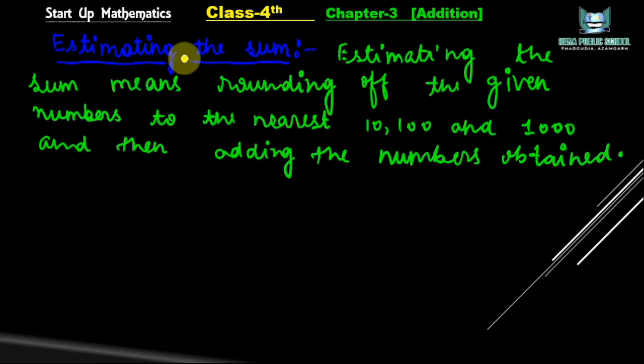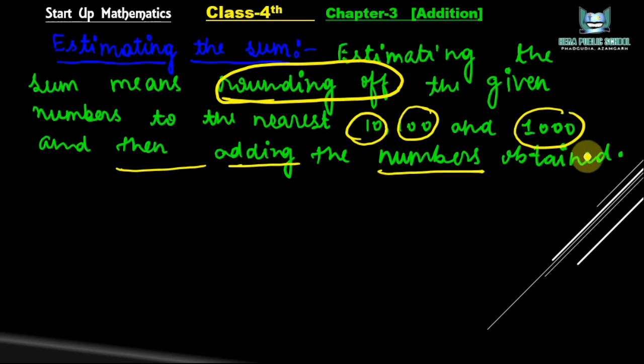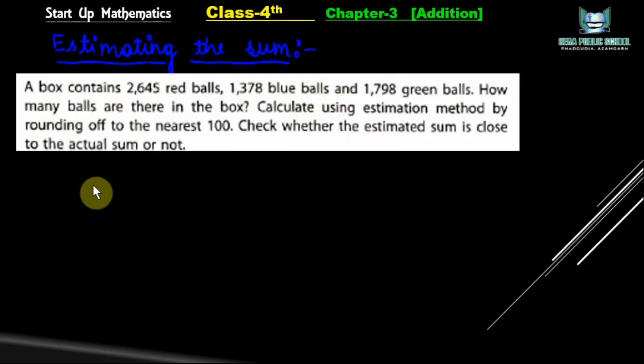Now we learn about estimating the sum. So the meaning of estimating sum means rounding off the given number to the nearest 10, 100 and 1000, and then adding the numbers obtained. Let us clear with an example how to estimate the sum. Now we are going to solve a problem on estimating the sum.